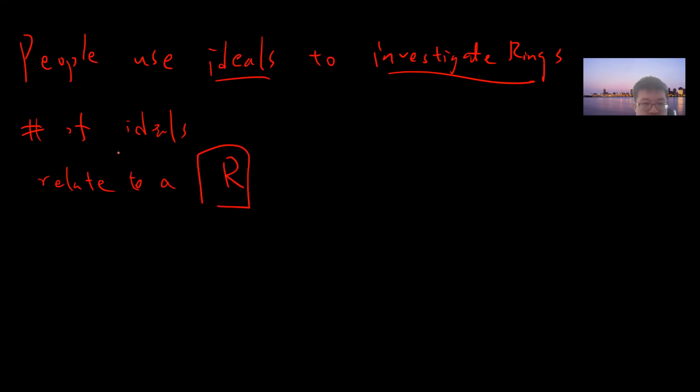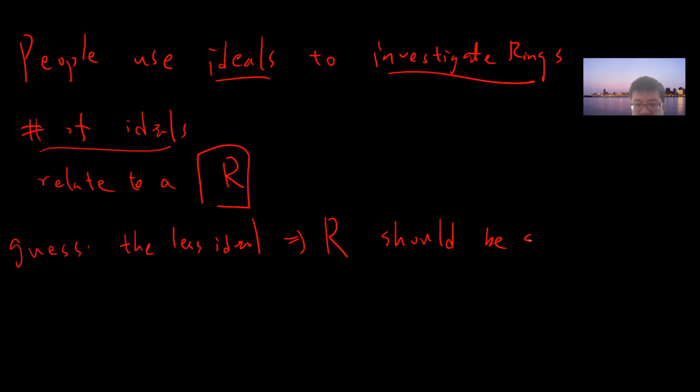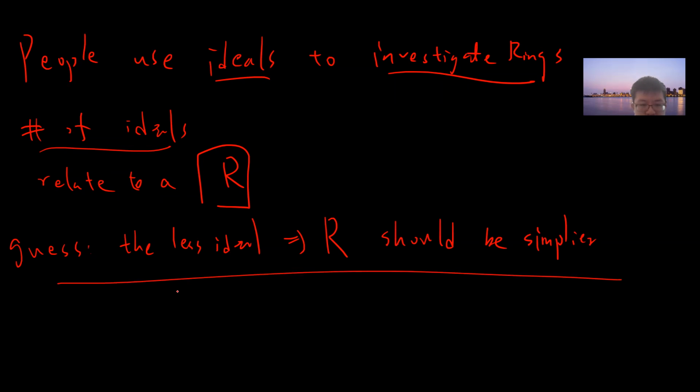So what people guess, or I guess, is that the fewer ideals there are, the simpler the ring should be, right? Okay, so this is your intuition. Because if you have an ideal I, then you can make a quotient ring. So if you have fewer ideals, that means the quotient rings you can build are not too many, so it means that the ring should not be complicated.